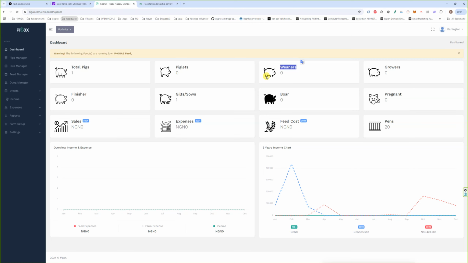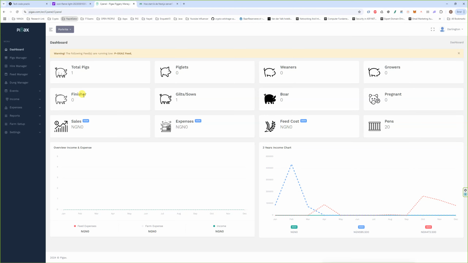Yeah, a weaner. It doesn't matter as long as that piglet has stopped breastfeeding, it's called a weaner. That's it. A grower is a piglet that is no longer a weaner, from about 3 months upwards, getting into the phase of getting mature and ready for sales or butcher. A finisher is a pig that is ready to either be sold or to be butchered. So it's ready for production.